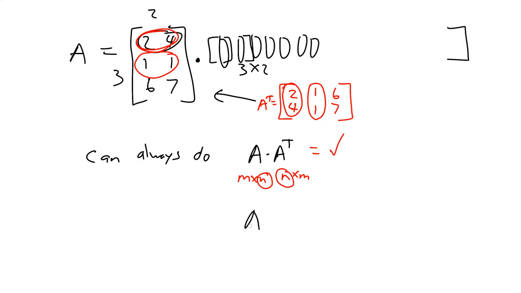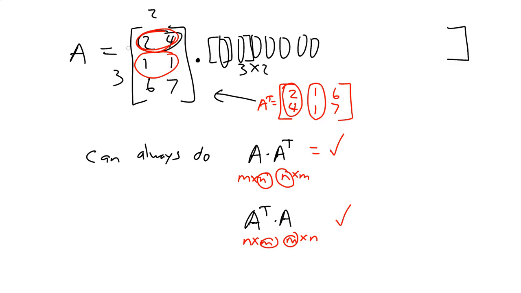And it's also true that I can always do A transpose A for the same reason. Because then A transpose is going to be an N by M, and A, of course, is an M by N. Therefore, these two things are the same, and therefore, I can do this product here, right? And I get a different answer each way, right?